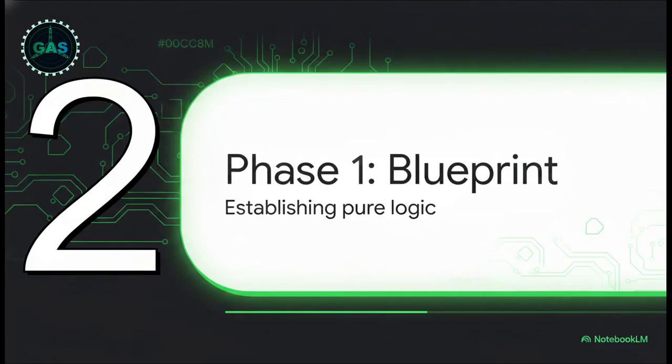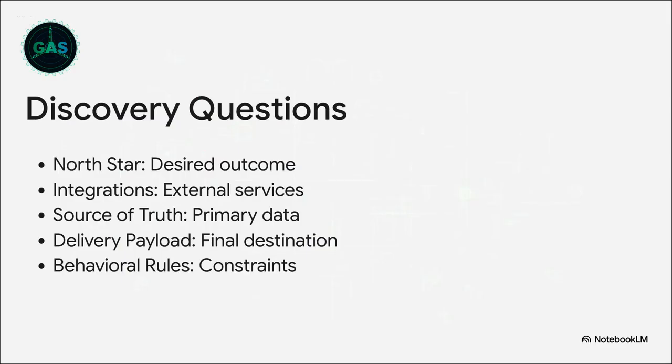Moving on to phase 1, the blueprint. To give the AI that flawless structure, we always have to start here. This is where we establish pure logic before writing a single line of code. Okay, so in planning mode, we have to force the AI to thoroughly understand the complete vision, and we do this by answering 5 critical discovery questions. Number 1, what is the North Star? Like, what's the ultimate desired outcome here?